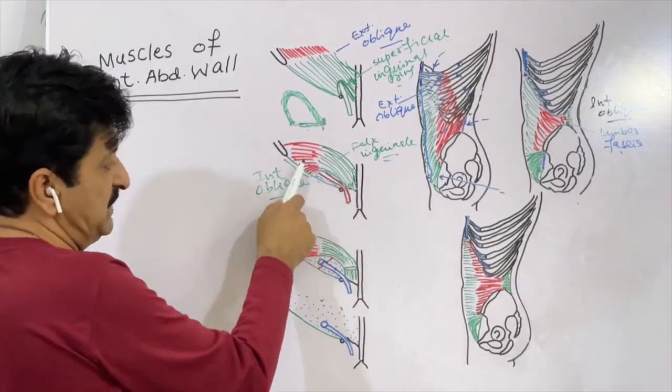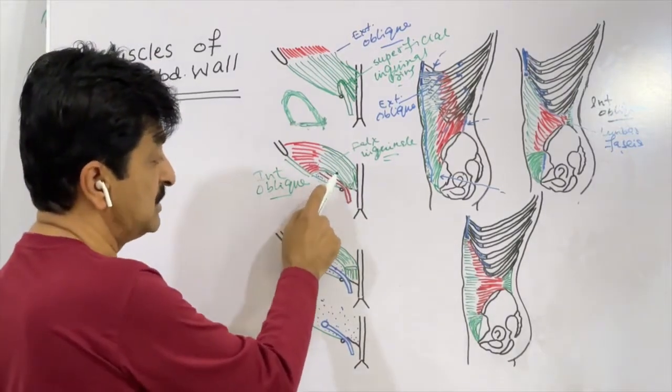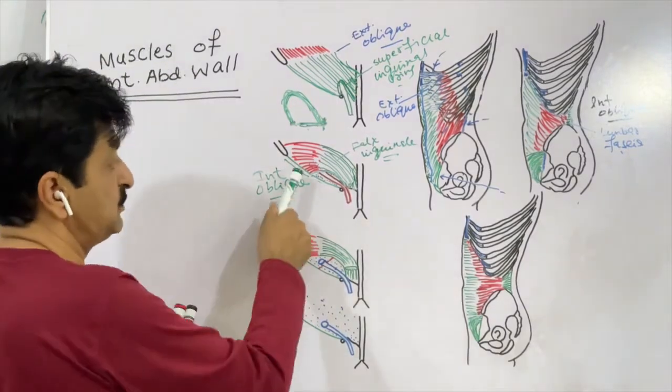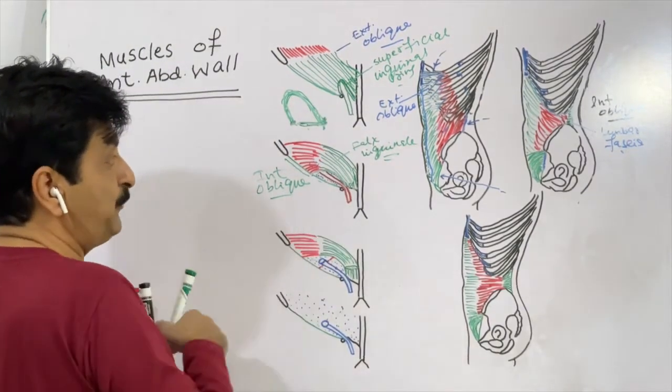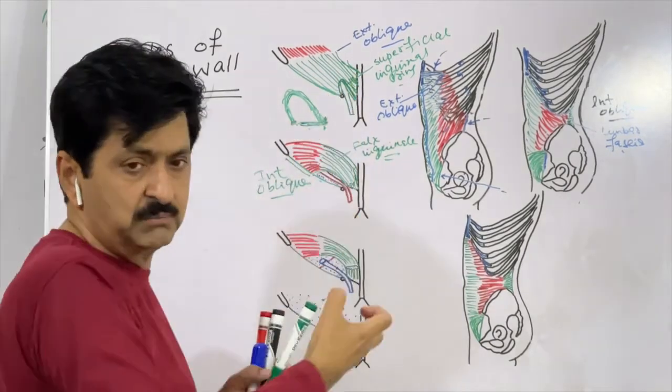So this is actually present here. This is your internal oblique muscle. So internal oblique is important from this point of view, as the internal oblique muscle is actually present from here. And if, for example, I'm showing you your external oblique muscle, through which is passing your spermatic cord.